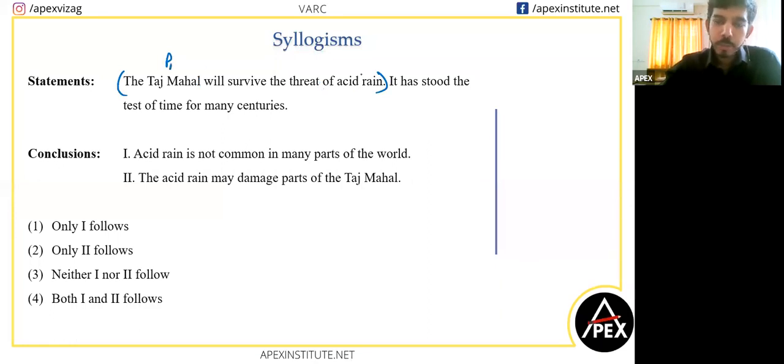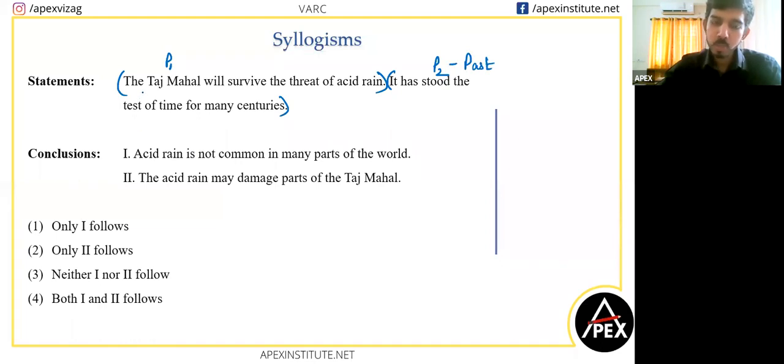It has stood the test of time for many centuries. This is premise 2. So in premise 2, the author is telling us since the Taj Mahal was built, it has stood the test of time. It is still there. So premise 2 is talking about the past.